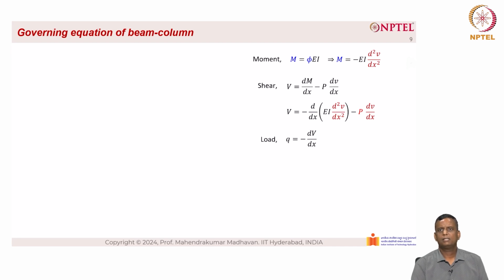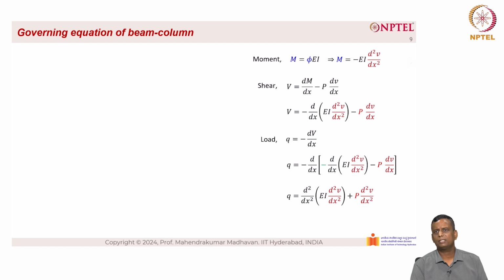Load is given as q equal to minus dv by dx. So we substitute the value of v in the previous equation in the q. So q equal to minus d by dx of minus d by dx of EI into d square v by dx square, minus p into dv by dx. So this gives you the equation. So every term has minus.